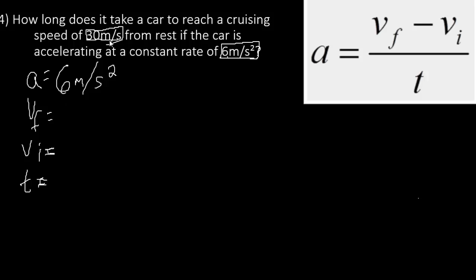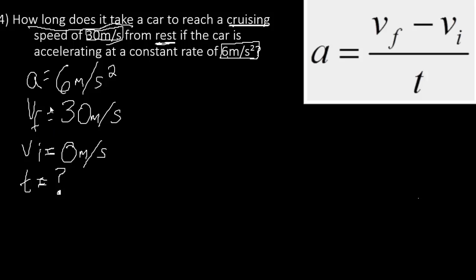How do we know if 30 meters per second is VF or VI? Well, we go ahead and read what's around it. It says that the car starts from rest and it reaches a cruising speed. So what we need to know here is that the car is starting from rest. If a car is starting from rest, what does its velocity have to be? Well, it has to be 0 meters per second. And then it's reaching a cruising speed of 30 meters per second. So the thing that we do not know is time. Another way to look at it is how long does it take, or how much time does it take a car to reach a cruising speed? That's what we want to know. We want to figure out time.